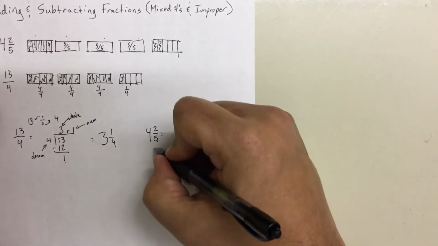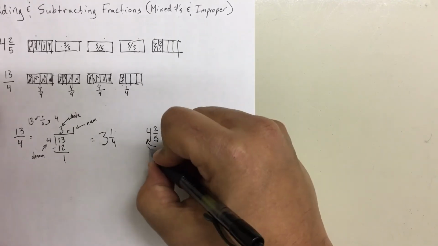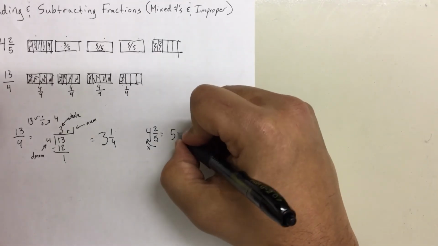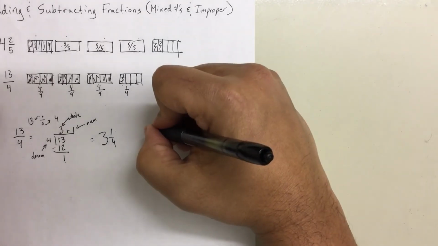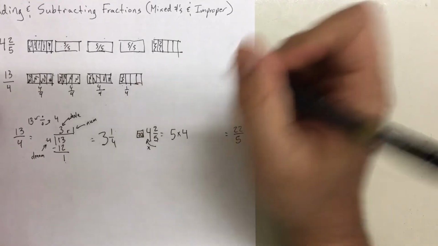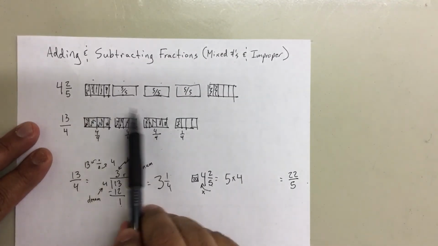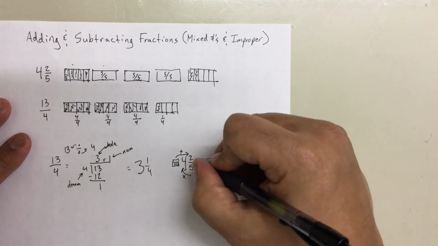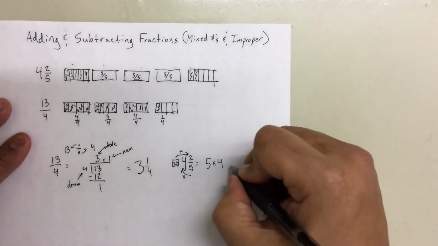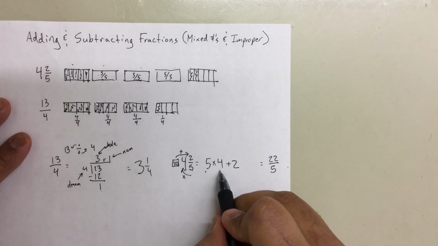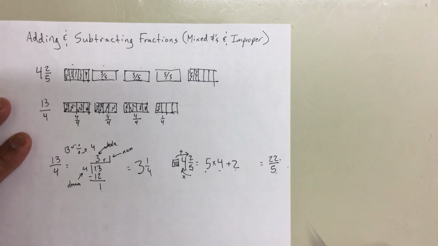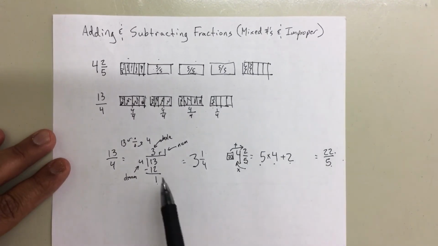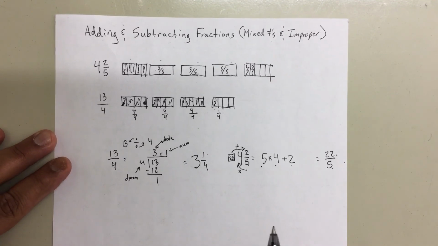So you take the denominator times the whole. And we use this little arrow and multiplication sign just to remind us to do that. So we're doing the denominator times the whole. And then, once we know that that's 20, because up here we had 5, 10, 15, 20 pieces, then we're going to take those and add on the 2 pieces that we started with. 5 times 4 is 20, plus 2 is 22, and our denominator stays fifths. That is the basic way that we interact between mixed numbers and improper fractions.